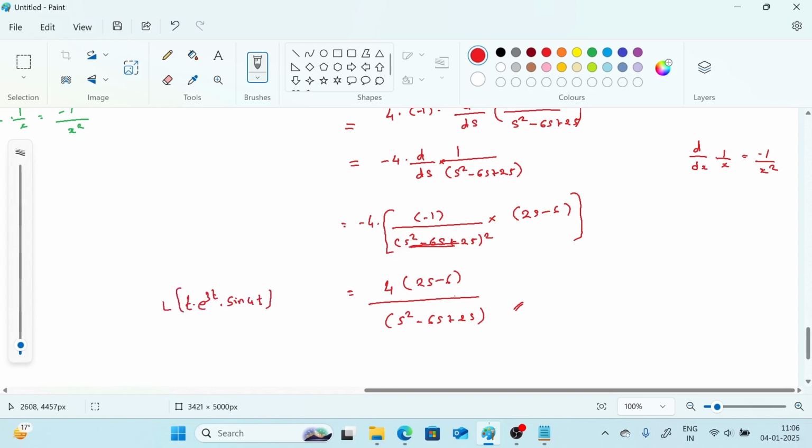So that's it. Now we have discussed in today's session the problems related to property number 2. Now in the next lecture we are going to discuss property number 3.